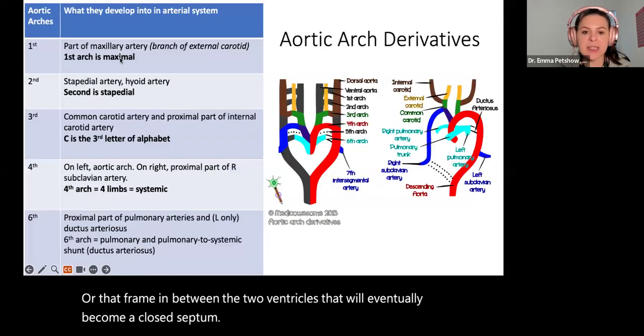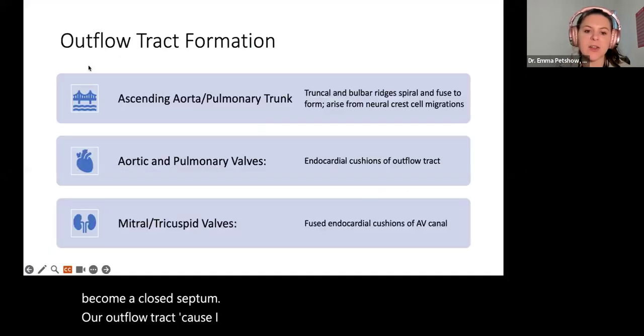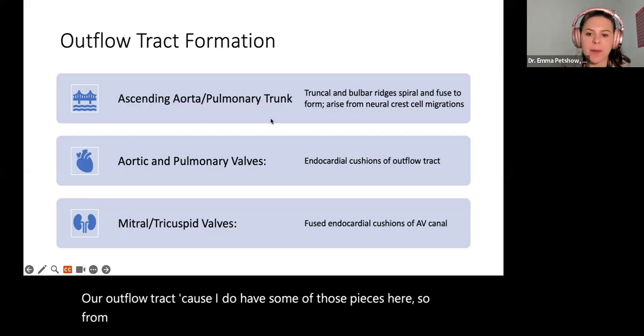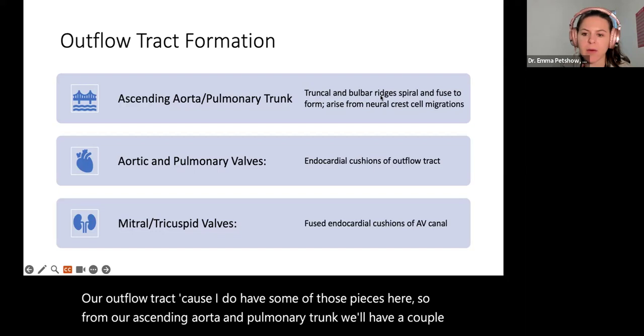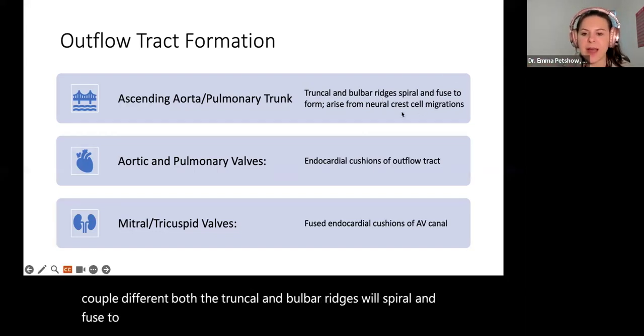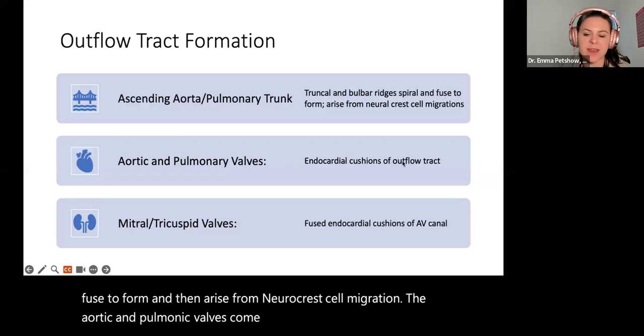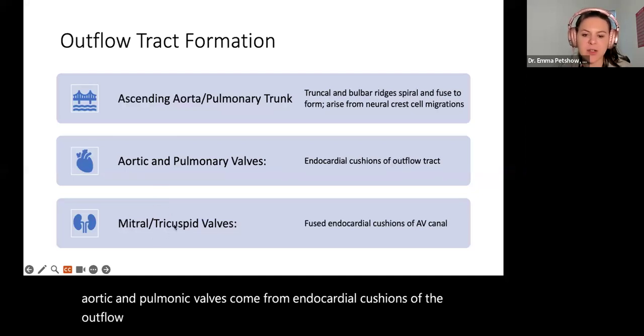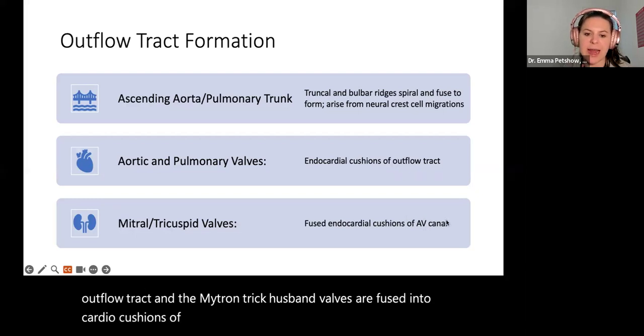Our outflow tract. Okay, so I do have some of those pieces here. So from our ascending aorta and pulmonary trunk, we'll have both the truncal and bulbar ridges that will spiral and fuse, and they'll arise from neural crest cell migrations. The aortic and pulmonic valves come from endocardial cushions of the outflow tract, and the mitral and tricuspid valves are fused endocardial cushions of the atrioventricular canal.